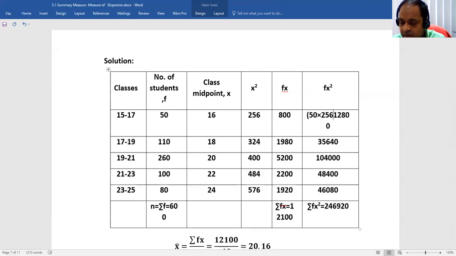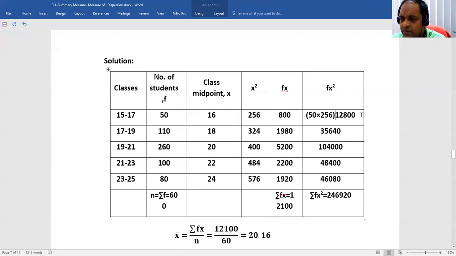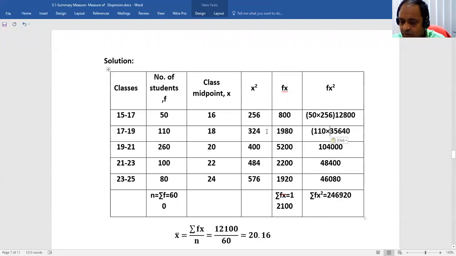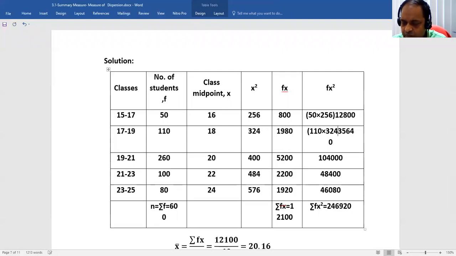If you multiply 256 by 50, you will get 12,800. Again, you multiply by 110, the frequency is 110, and the x squared is 324. I think you will get this value.